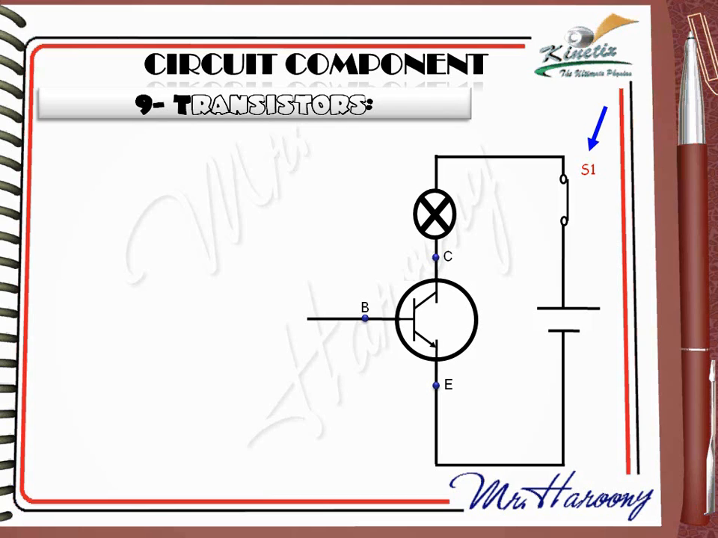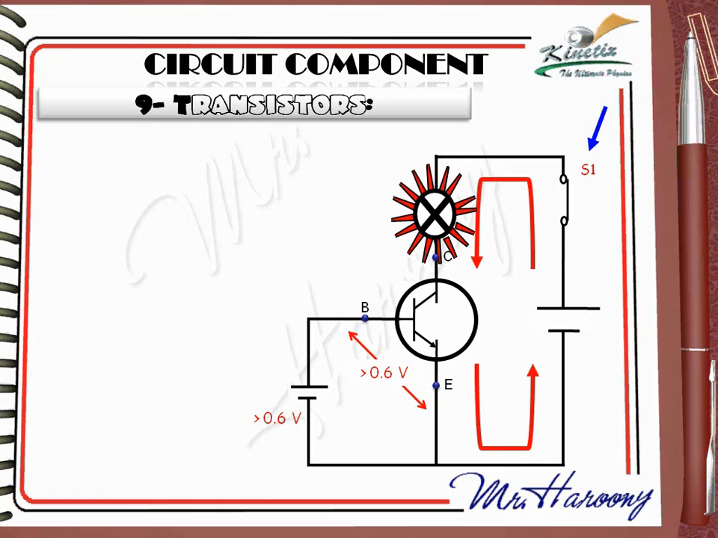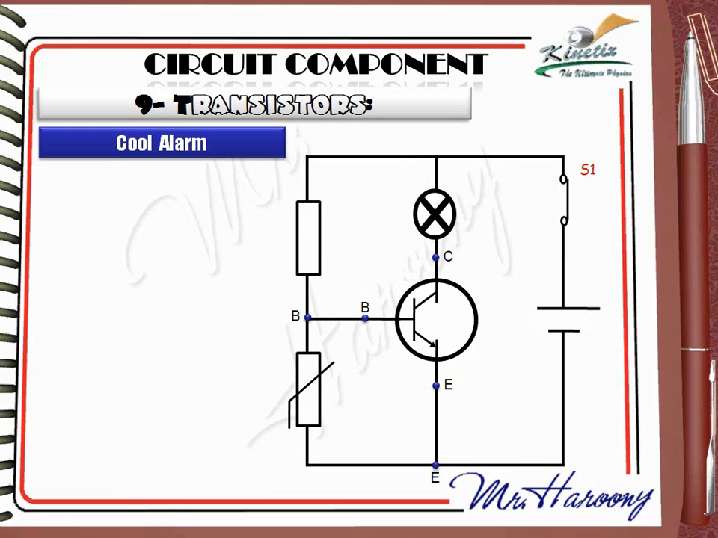Even if S1 is closed, the bulb is off, and there is no current because the transistor is normally off. To make it on, we need a voltage greater than 0.6 volt between the base and the emitter. The simplest way to do this is adding a battery. In this case, the transistor switches on, current flows, and the bulb lights. A new idea is to get rid of the 0.6 volt cell. Let's start with the cool alarm. Between the base and the emitter, we added a thermistor instead of a cell.